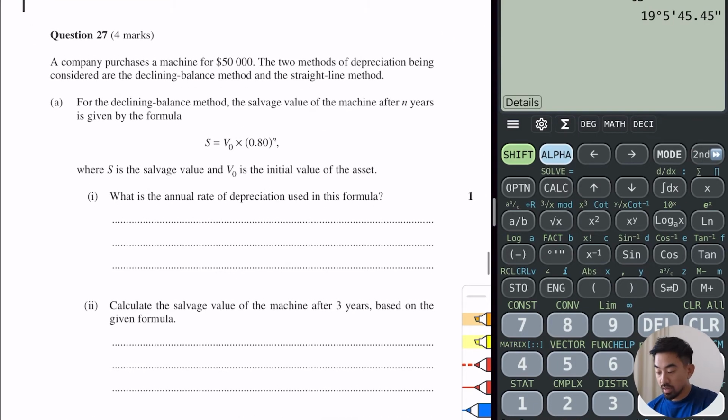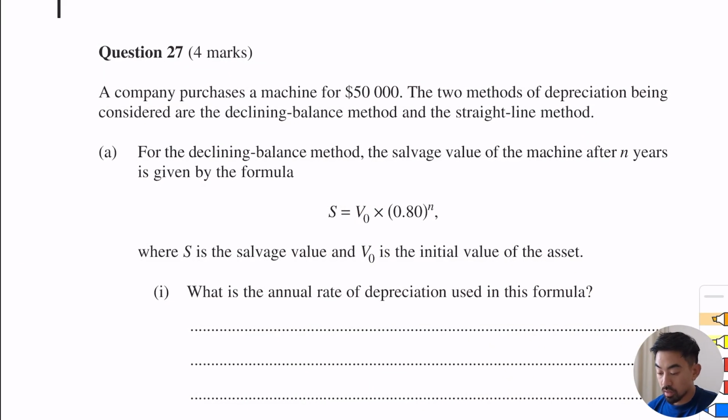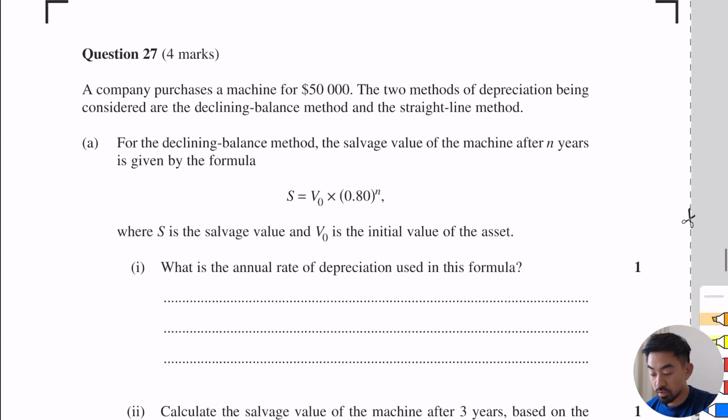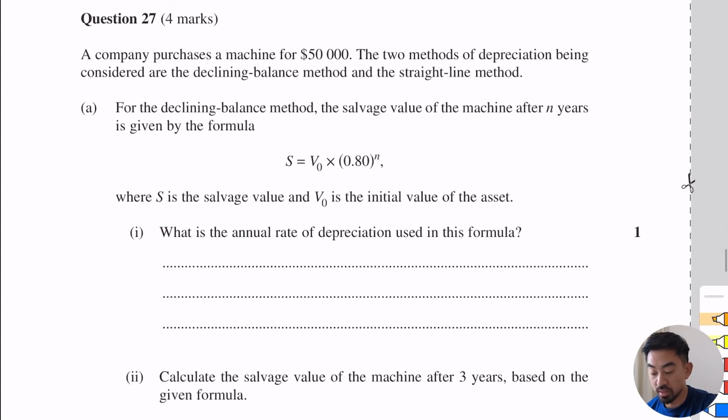27. A company purchases machines for $50,000. The two methods of depreciation being considered are declining balance method and straight line. For the declining balance method, the salvage value of the machine after n years is given by this formula, where S is a salvage value and V0 is the initial cost of the asset. What is the annual rate of depreciation used in this formula?